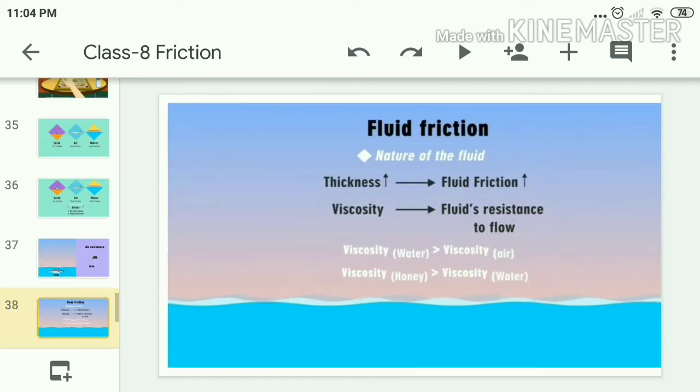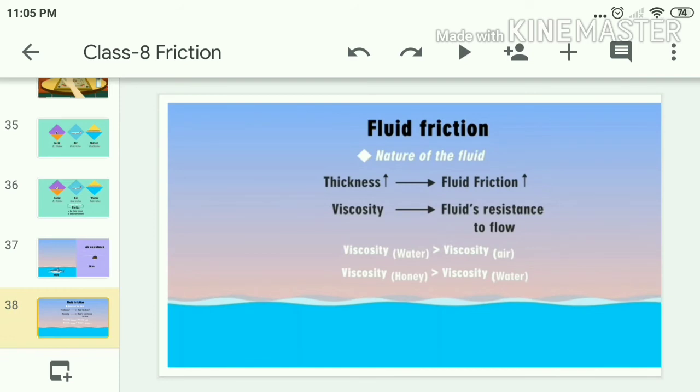And what are the factors? Are there any factors which affect this fluid friction? Yes, one of the factors is the nature of the fluid. As in the case of solids the nature of the surface matters, in the same way the nature of fluids also affects the friction. How will it affect? Generally, if you observe water and honey, water can flow freely, whereas honey, compared to water, is thicker. The liquids which have more thickness will exert more friction. The fluid which has less thickness offers less friction.